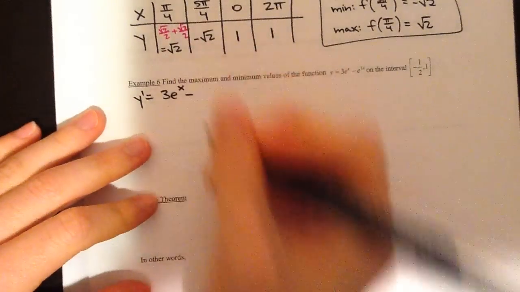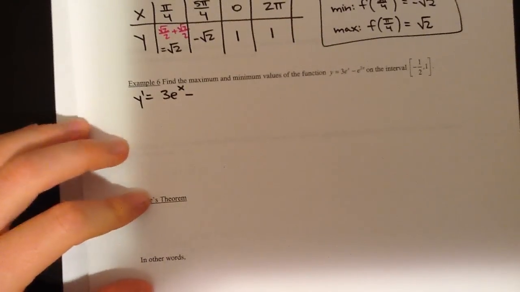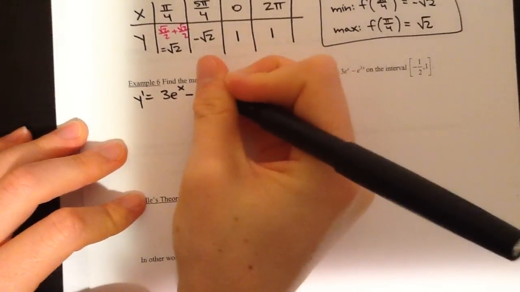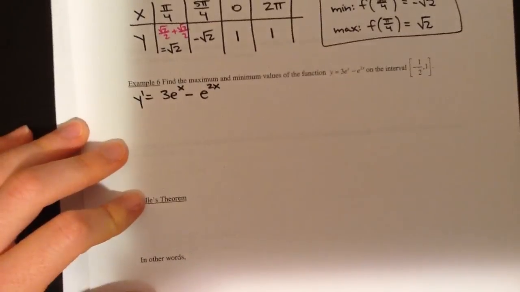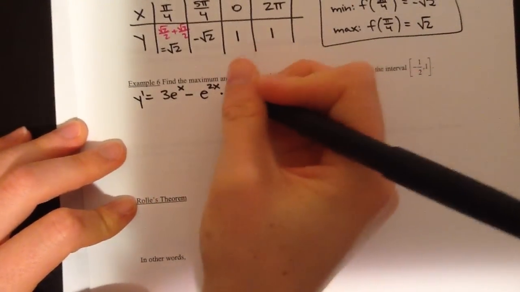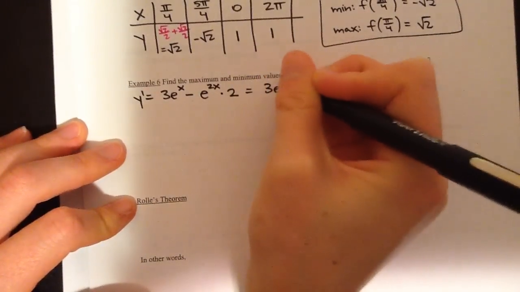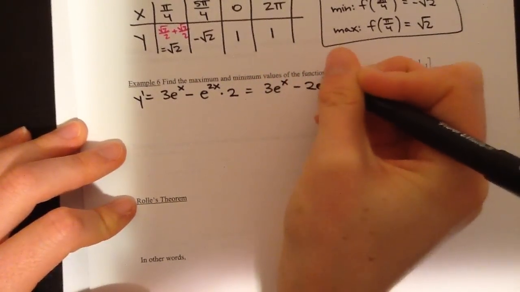And then minus the derivative of e to the 2x, this one requires a chain rule. So the main function is e. Its derivative is still just e to the u. So here u is 2x. And then times the derivative of the nested function, the derivative of 2x is 2. So this is 3e to the x minus 2e to the 2x.